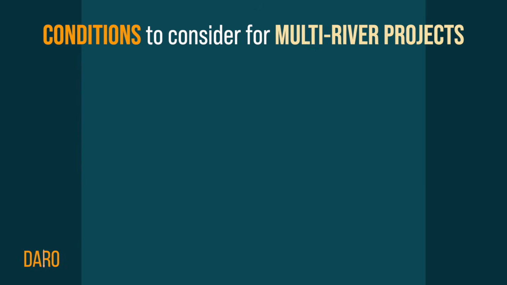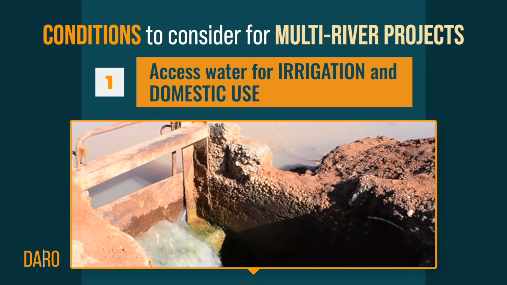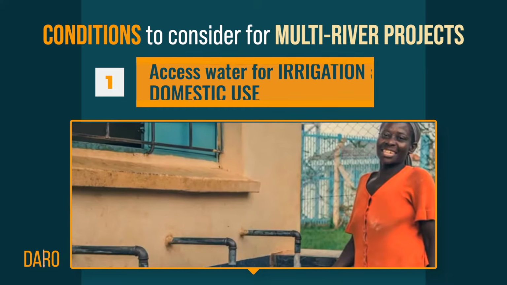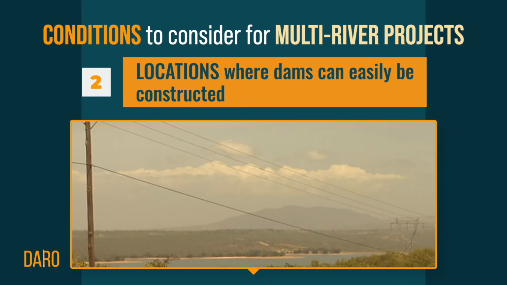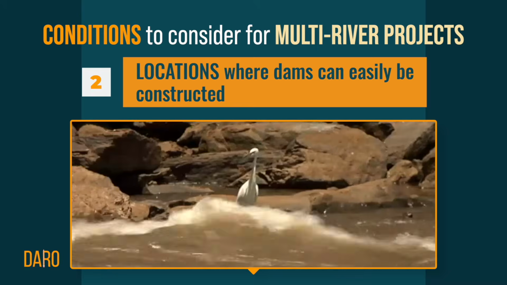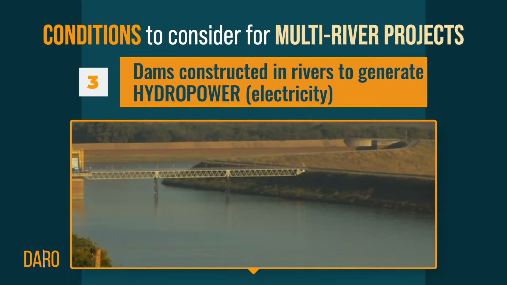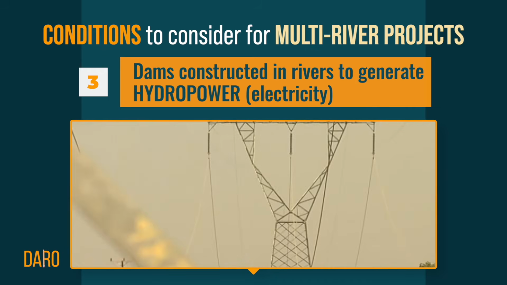The first condition we can look at is the multipurpose river projects were established to allow access to water for irrigation and domestic use. Another condition could be the fact that there were parts where dams could easily be built, such as waterfalls or narrow sections on the river valley. Furthermore, dams were also constructed across a river to be used to generate electricity.